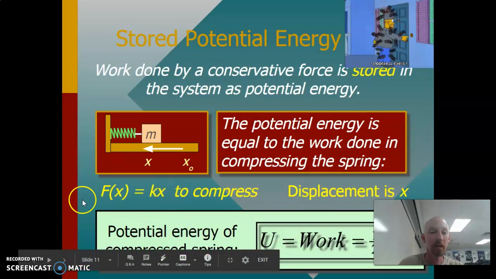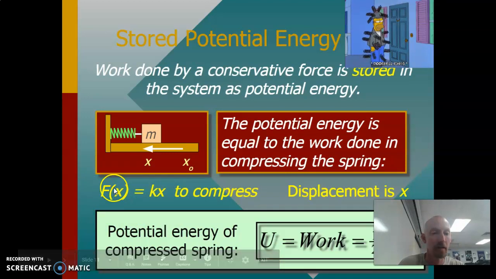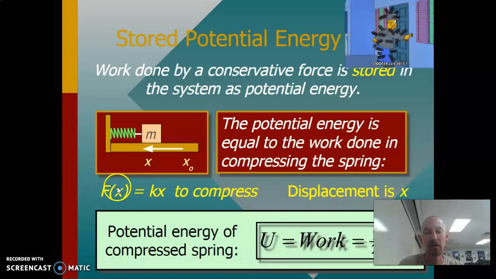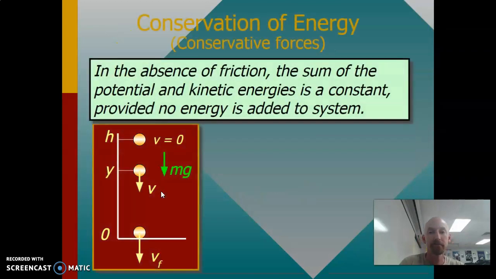Displacement is x. This is that equation I was telling you about a couple slides ago. This F for springs often changes direction, so it's usually negative F equals kx. But so what?